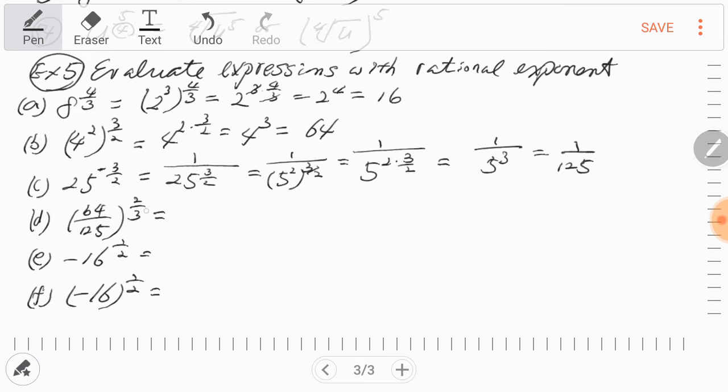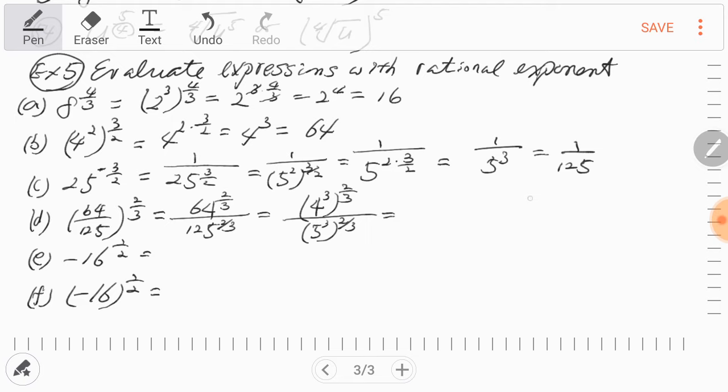The next one. Okay, let's assign the power 2 over 3 to each numerator and denominator. So 64 raised to the 2/3 power over 125 raised to the 2/3 power. Then 64 is 4 cubed, so 64 is 4 cubed raised to the 2/3 power. And the denominator, 125 is 5 cubed. So 5 cubed is the base, and then 2/3 power.